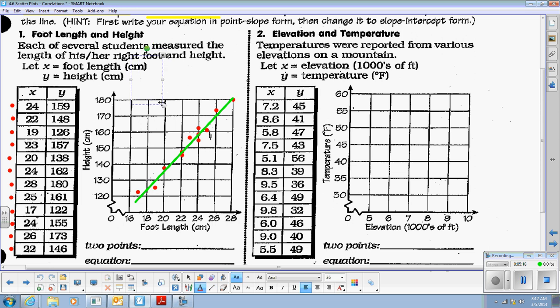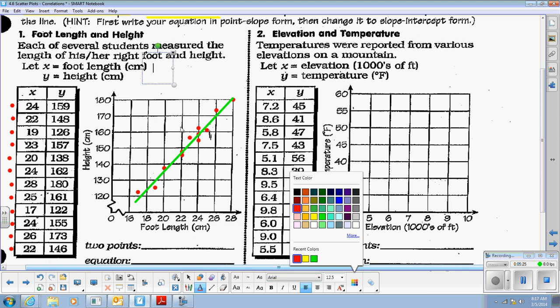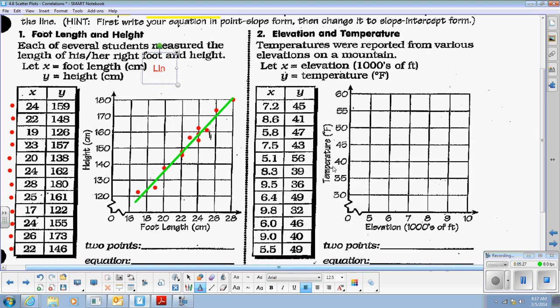Okay, oops, come on, behave. All right, so in a line of fit, I better get a different color here. We want to use red so you can see it. All right, so line of fit.